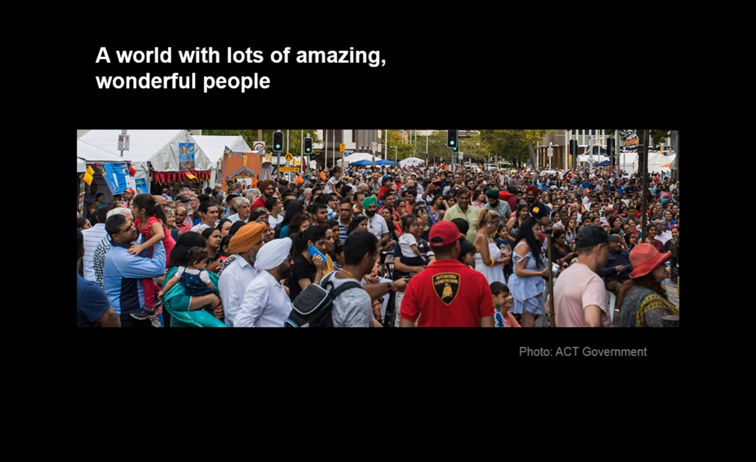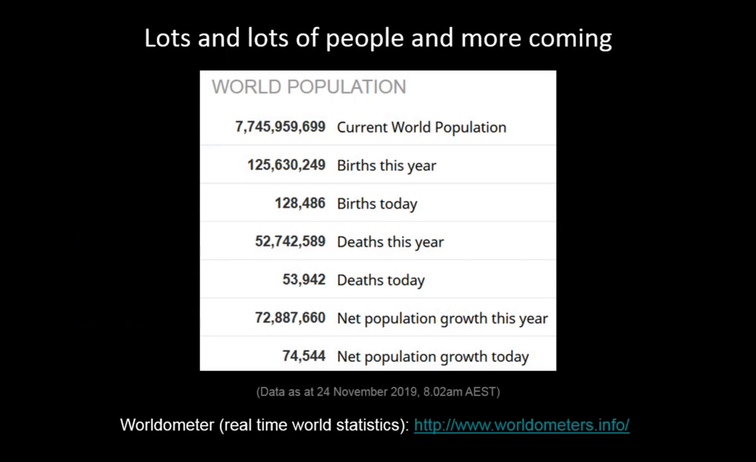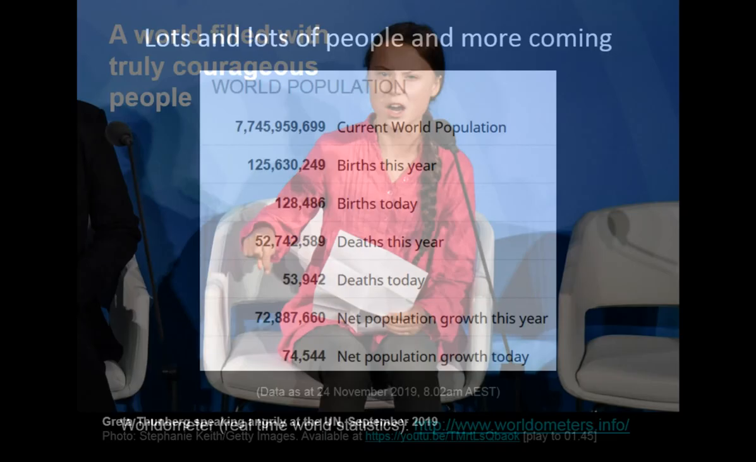And a world with lots of amazing, wonderful people. And lots more people coming. So this was a screen grab I took yesterday from the Worldometer real-time world statistics. You can go onto that website and basically you see the clock spinning for births this year, births today, deaths this year, deaths today, and the net population growth. So as of yesterday at 8 a.m., the world population was estimated to be 7.745 billion people.